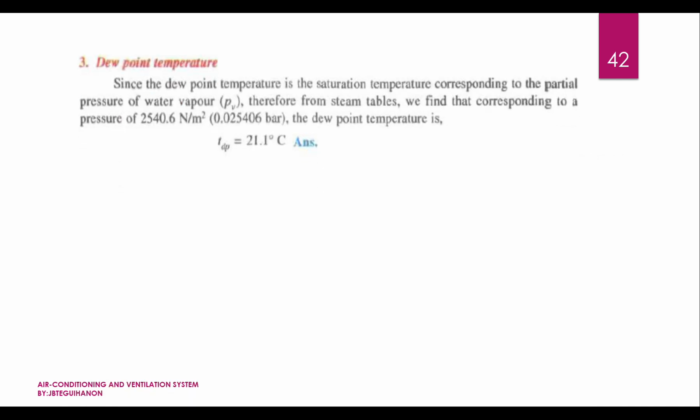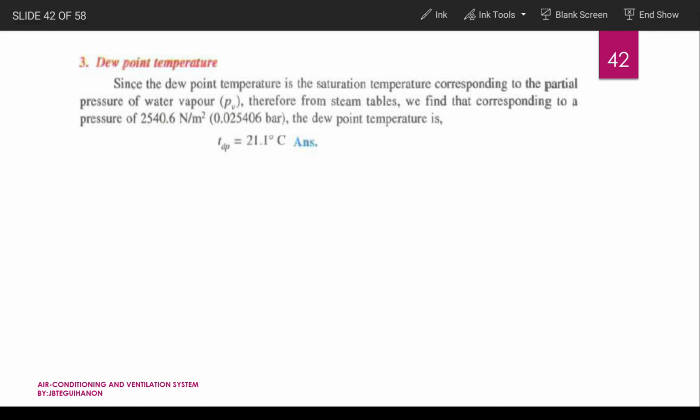Okay, so let's continue. Yung dew point temperature, since dew point temperature is the saturation temperature corresponding to the partial pressure of water vapor, therefore, steam table na naman, we find the corresponding to the pressure of PV. 21. So, ang taas ng dew point temperature niya, 21 lang, magko-condense na siya. So, ito naman yan sa TS diagram natin.